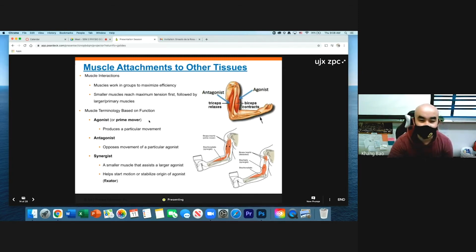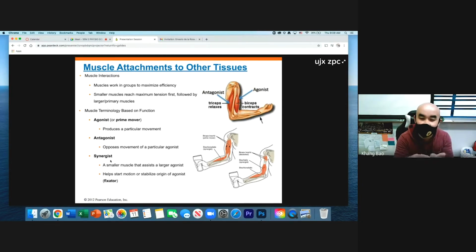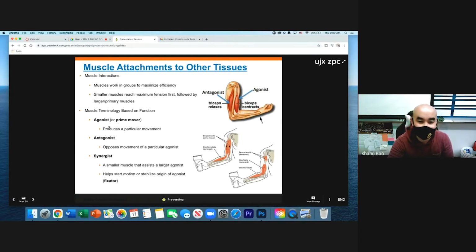Some terminology for you to remember. You have the agonist muscle. This is like the prime mover, the muscle that will put in the most applied force. And then you have the antagonist muscle, the muscle on the opposite end. If the agonist contracts, the antagonist will do the opposite motion, which is relax. Make sense? And then you have the synergist muscles, the smaller muscles within this action that put in other force to assist the agonist, right?